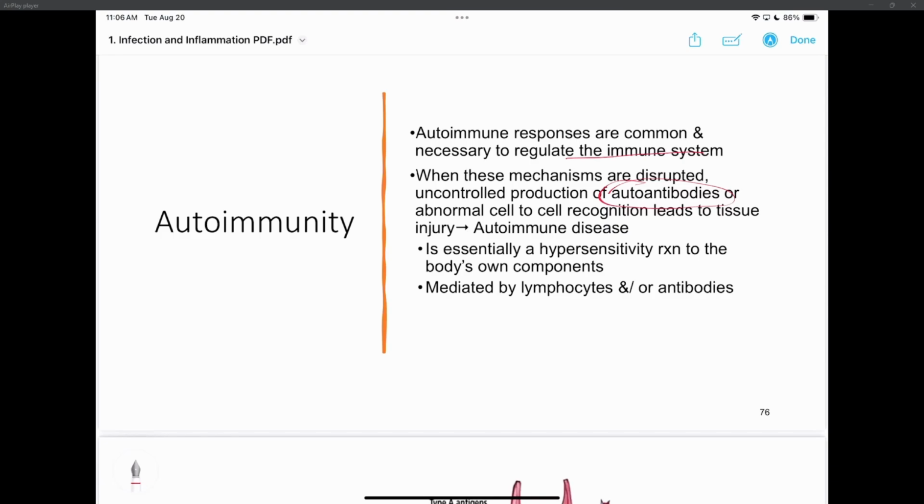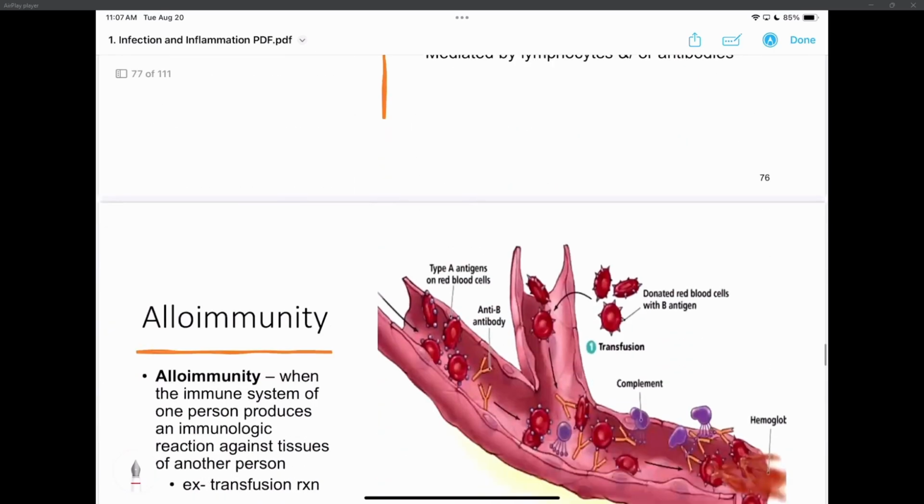Or abnormal cell-to-cell recognition leads to tissue injury. And that causes an autoimmune process where your body attacks certain tissues because it thinks they're foreign. That's what an autoimmune process is: your body just attacks itself because it sees itself as foreign. So essentially, autoimmunity is a hypersensitivity to the body's own components. The body just reacts to itself, and it's mediated by your lymphocytes or antibodies.